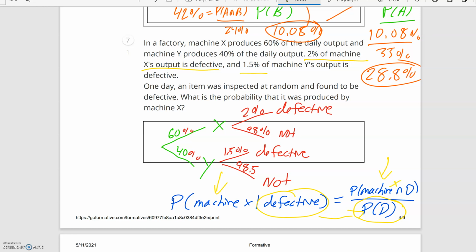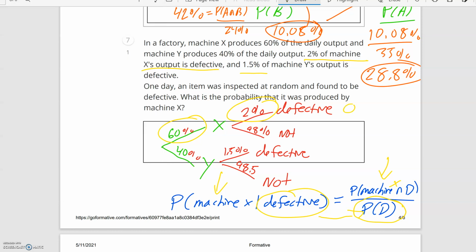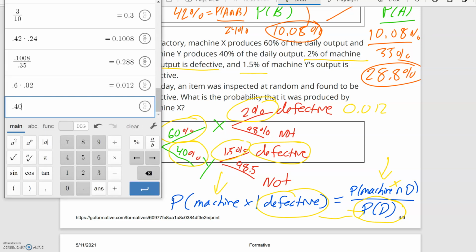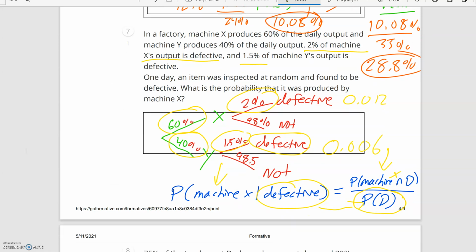So I'm just following my tree diagram here. So 60% times the 2%. Let's do that right now. 60% times the 2% gives me that value right there. I'll write it as a decimal. There we go. That's it, defective. I also need to know the other defective because there's another spot right here. So I'm going to calculate that by following the tree diagram. 40% times 1.5%, times the 0.015. That comes out to be 0.006.